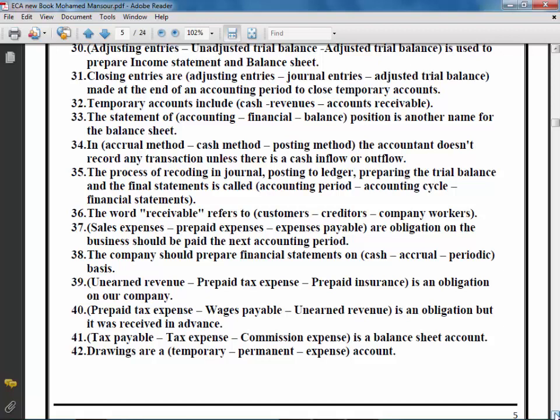Number 36. The word receivable refers to customers, creditors, company workers. The word receivable refers to customers, and the word payable refers to creditors. The answer here is customers. Number 37. Sales expenses, prepaid expenses, expenses payable are obligations on the business, which should be paid in the next accounting period. The answer is expenses payable.